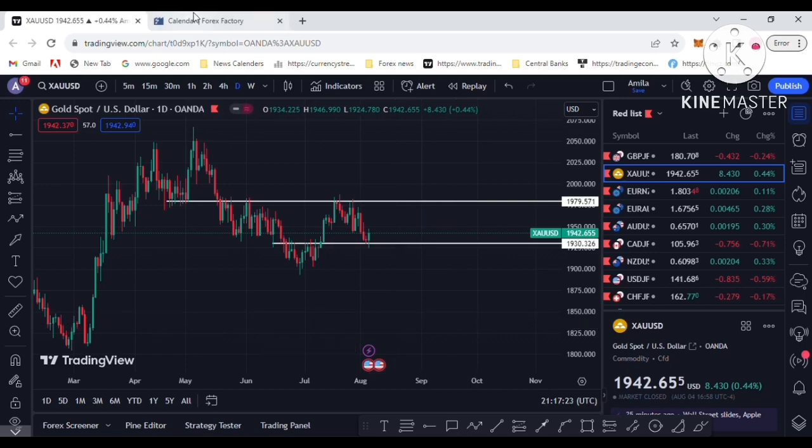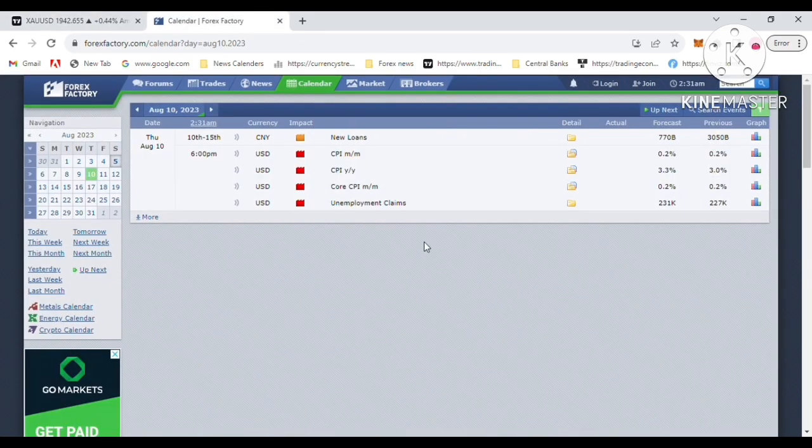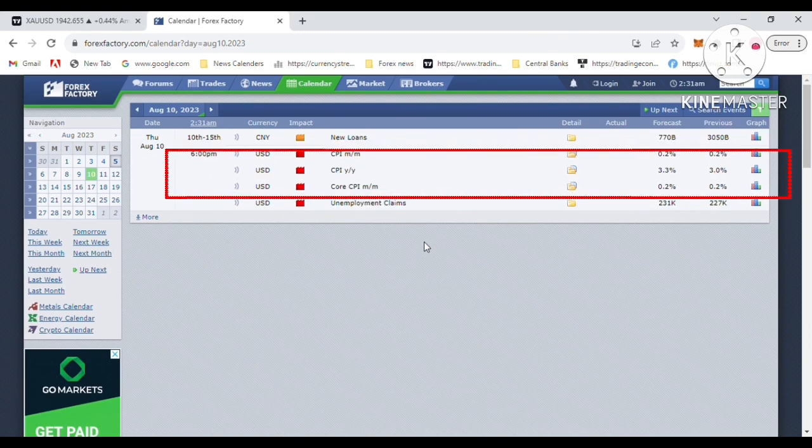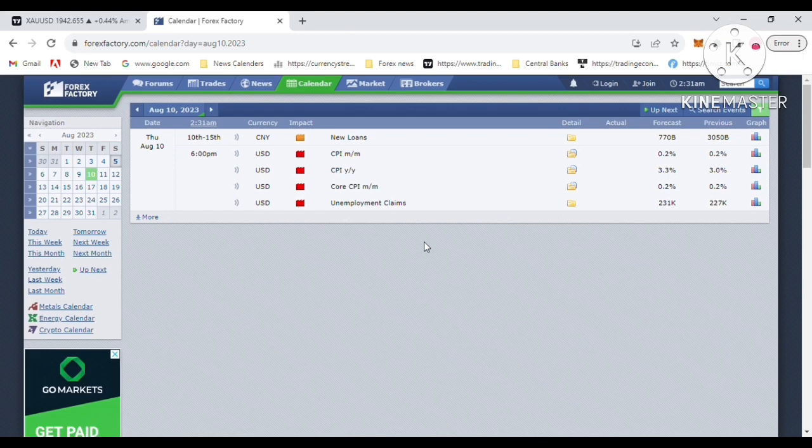So let's move to the economic data. What is going on next week? You should keep in touch with the economic data regarding the US dollar if you are trading gold. On 10th August, there is a big volume event, the CPI data for the USA. 3% is the current CPI inflation report, and the Fed, the American central bank, expects a 3.3% increase in the inflation report next week in the USA.